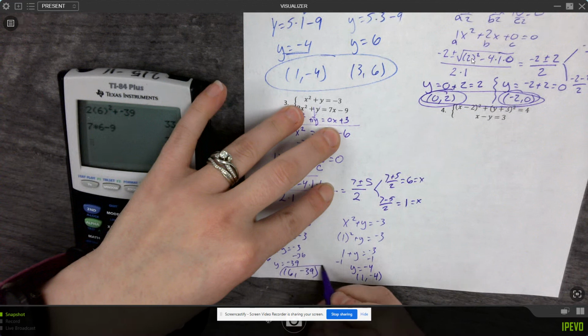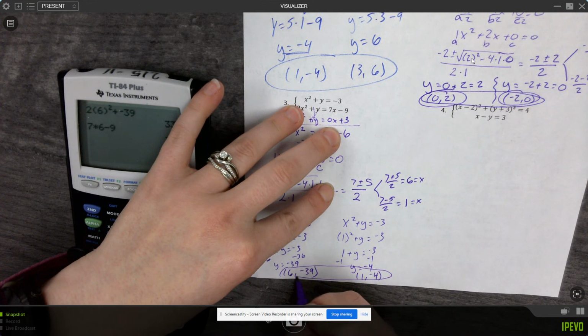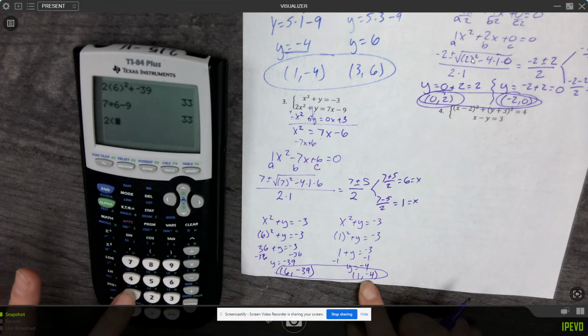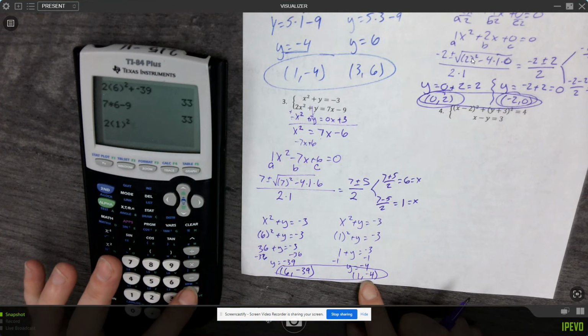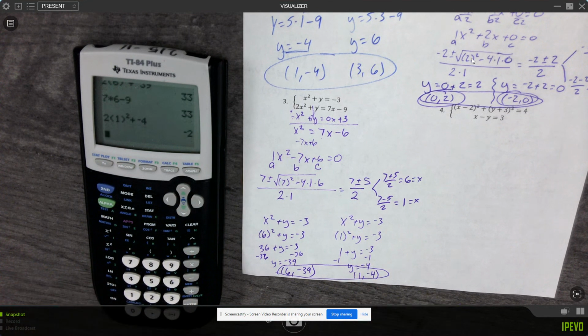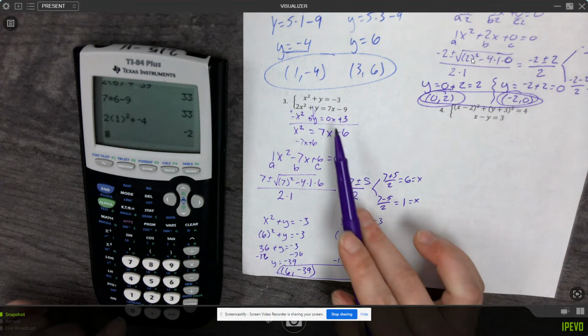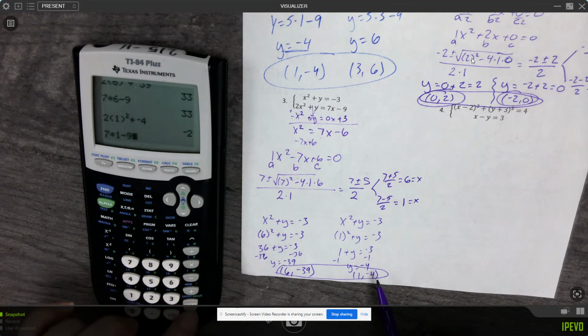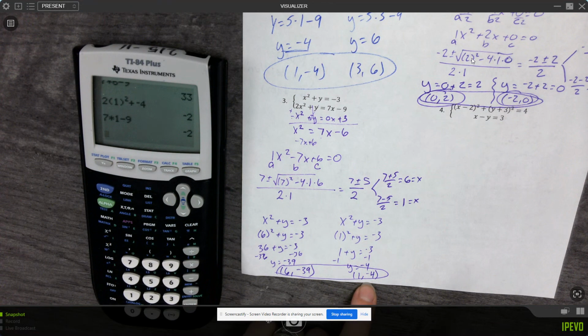There are your two answers, which you can check this one with the bottom. 2, and your x value is 1 squared plus negative 4. Then typing in the bottom part, or the right part, 7 times 1 minus 9 is also negative 2. So since those two things are equal, that is the right answer.